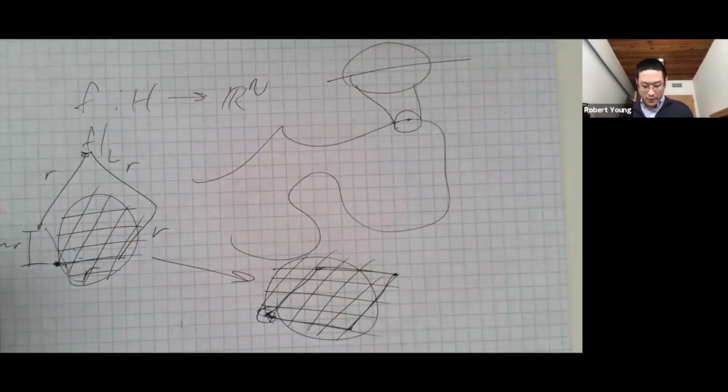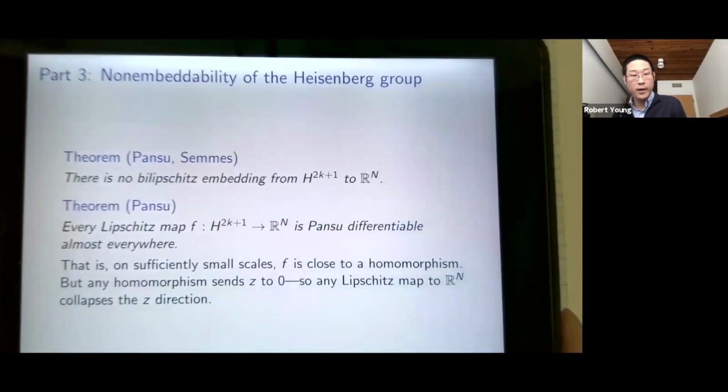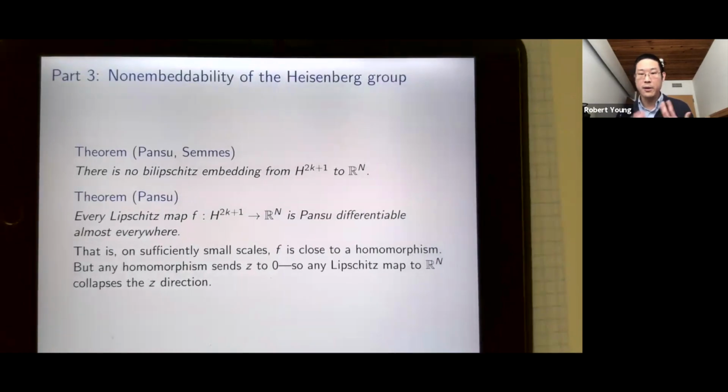So any homomorphism sends z to 0, so any Lipschitz map has to collapse the z direction, like the picture. And this applies fairly generally.